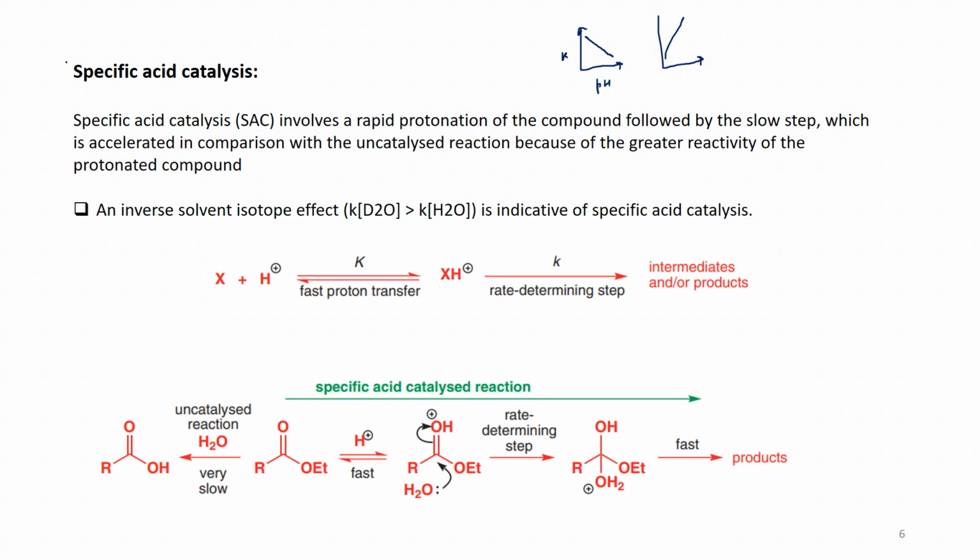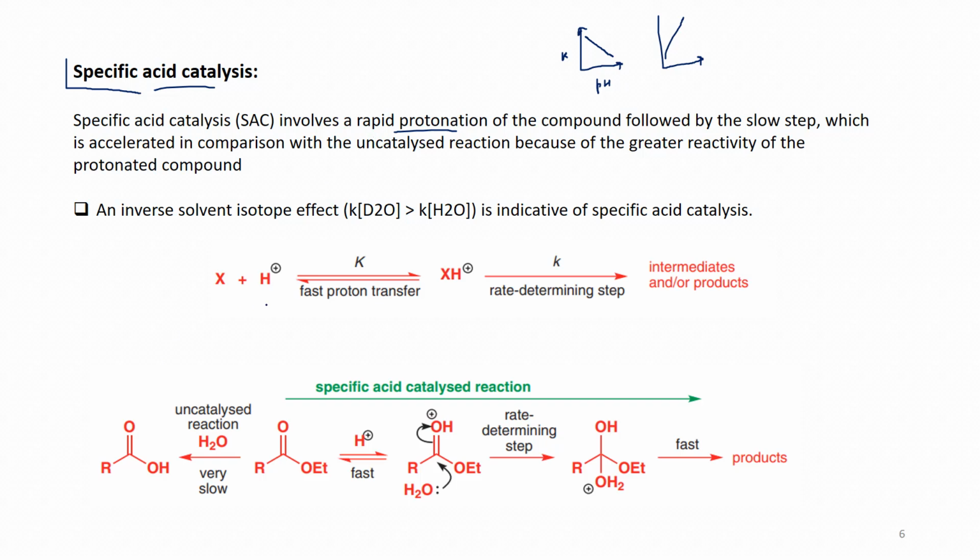Now let's talk about something specific. If a reaction is specifically acid catalyzed, this is called specific acid catalysis, where the specific acid catalysis involves a rapid protonation of the compound followed by the slow step, which is accelerated in comparison with the uncatalyzed reaction because of the greater reactivity of the protonated compound.